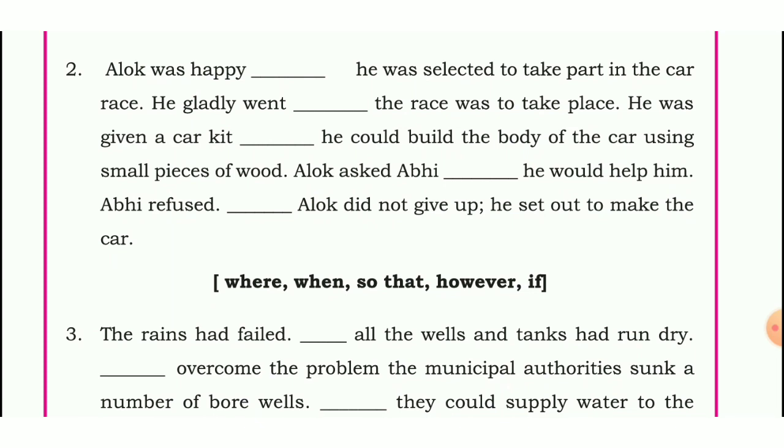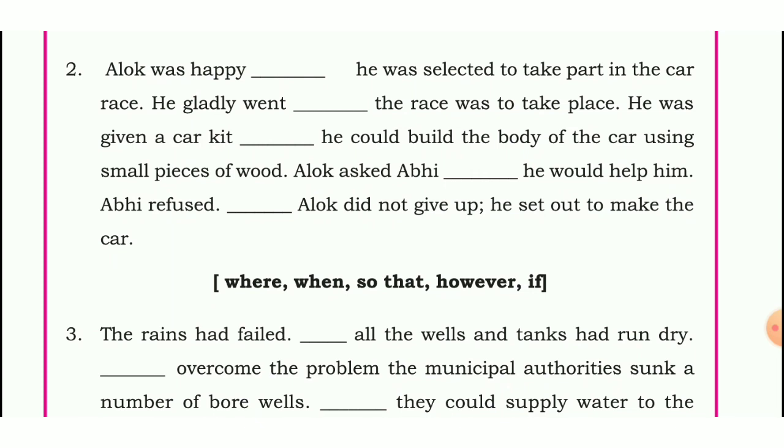Alok was happy. He was selected to take part in the car race. He gladly went. The race was to take place. He was given a car kit. He could build the body of the car using small pieces of wood. Alok asked Abhi he would help him. Abhi refused. Alok did not give up. He set out to make the car. So let's fill in the blanks with the right linkers.